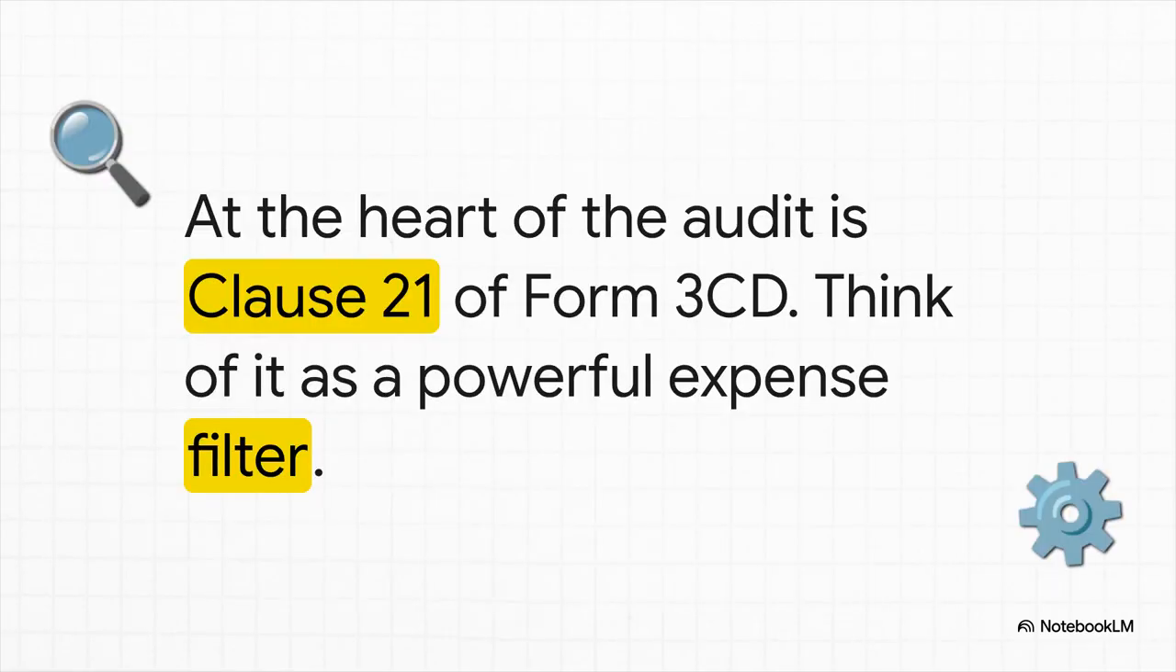Think of this form as the official blueprint, the thing that maps your company's reality onto the government's tax rules. And bang! Right at the heart of that report, we find the real engine of the whole expense review, Clause 21. This is that powerful expense filter we just talked about. Its entire job is to seek and find specific costs that, even though they're perfectly legit in your own books, are just not deductible for tax purposes.